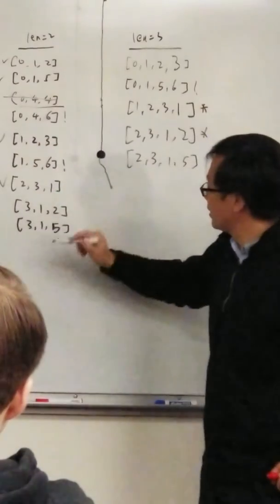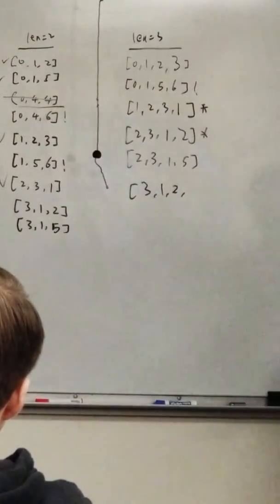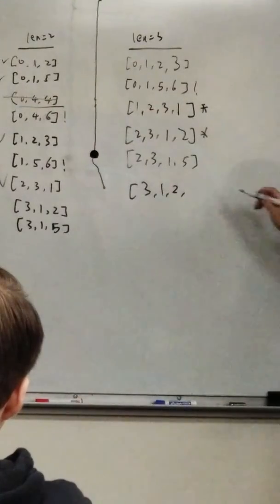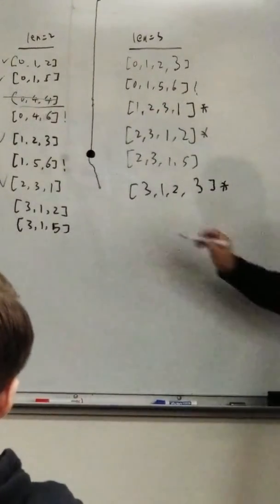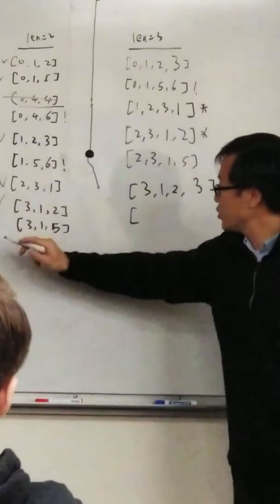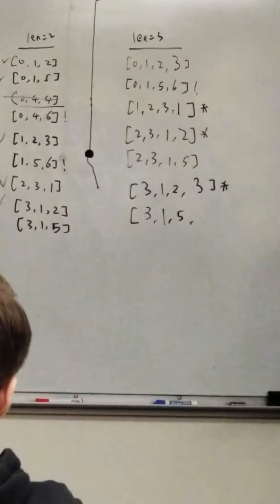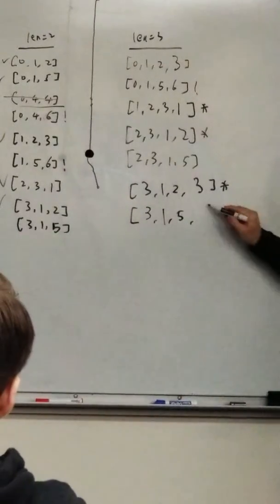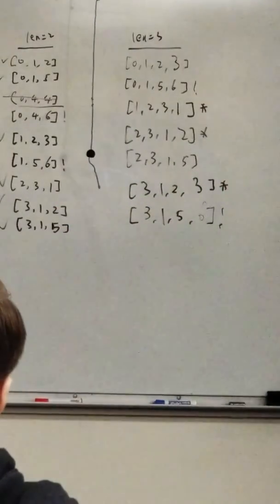Finish this one. 3, 1, 2. The only extension is 3. Okay, I'm going to put a stop over here. And I'll finish this one. 3, 1, 5. The only extension you have is 6. I'm going to put it over there.